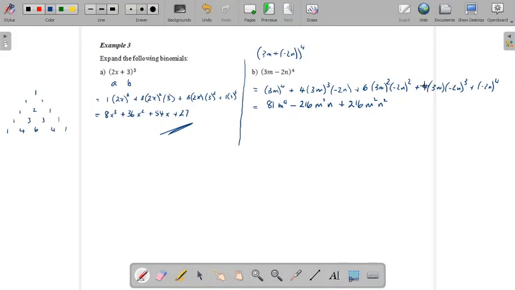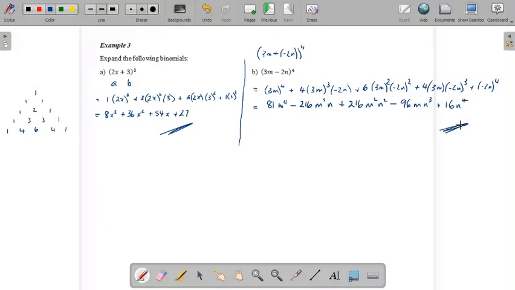And then this one here is going to be minus because we've got positive times this will be negative when we expand that. So that's minus 4 threes are 12, 12 times 8, so that's 96 m n cubed, and then this will become positive, so that's plus 16 n to the power of 4.